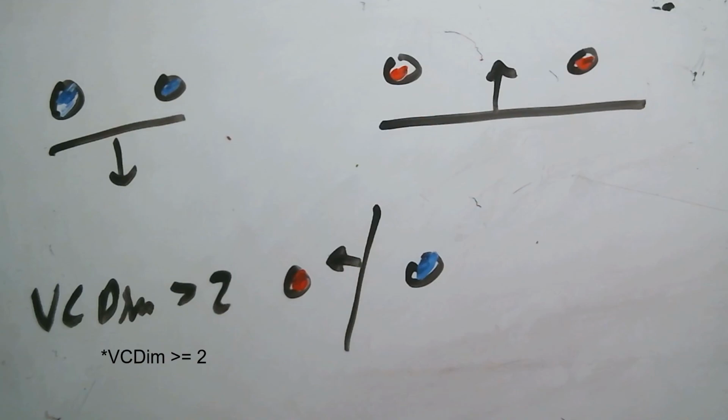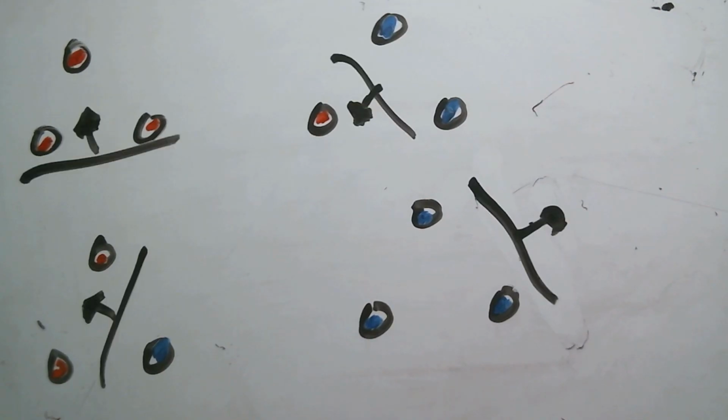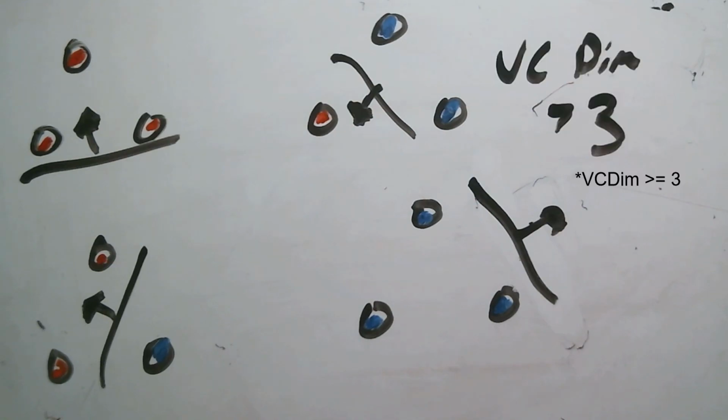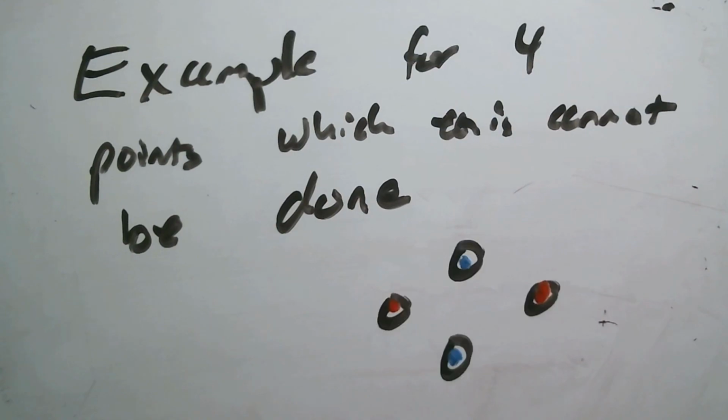So now let's look at 3 points. There are 4 such arrangements of labels for 3 points. Again, we can easily draw the lines which result in the correct classification of these points. Thus, the VC dimension is at least 3. Going on to 4, however, we can show that there is a labeling of these points such that the perceptron cannot get the points correctly labeled. Therefore, we know that the VC dimension of the single layer perceptron is exactly 3.